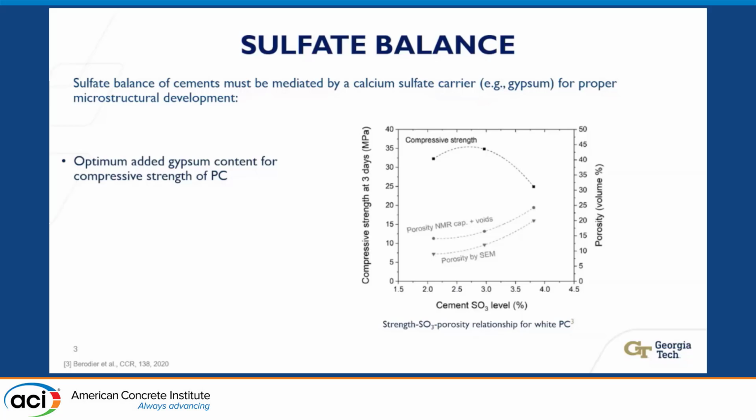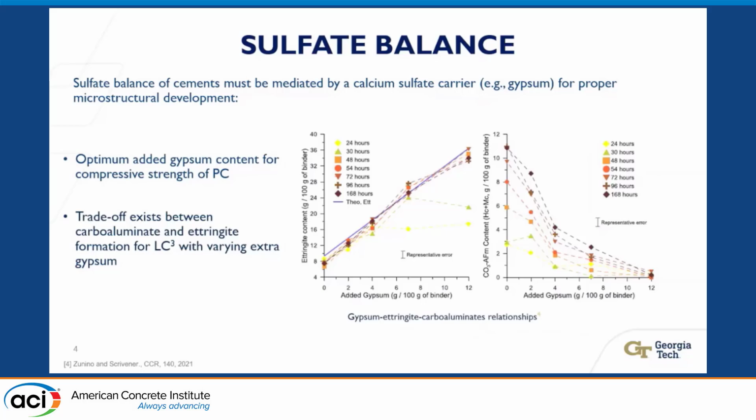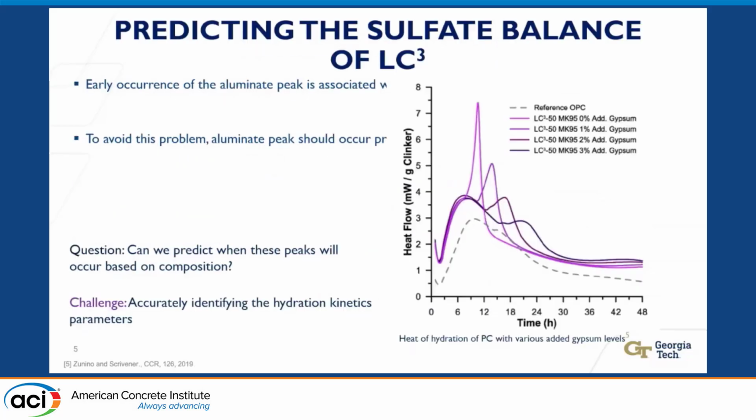So in terms of optimizing the performance of LC3, the sulfate balance is one of the most important factors. It's been known for a while that adding sulfate is necessary to optimize the compressive strength of this material. And so there are going to be trade-offs in terms of the formation of carboaluminate and ettringite. You're always trying to do this kind of balancing act between these. If you don't have enough sulfate, you'll get very rapid formation of some of these phases, and the ultimate strength winds up being weaker.